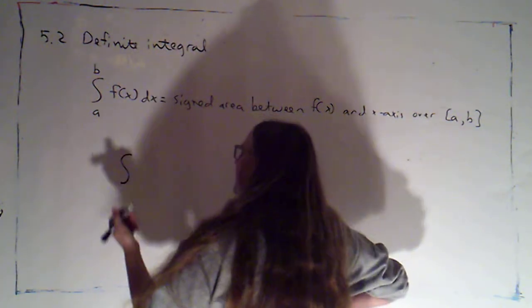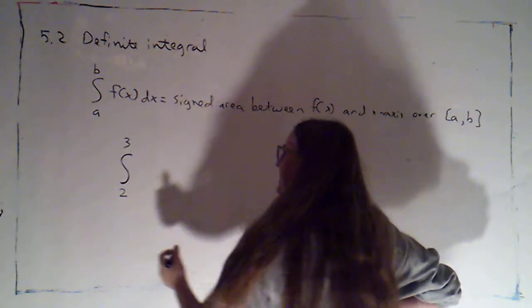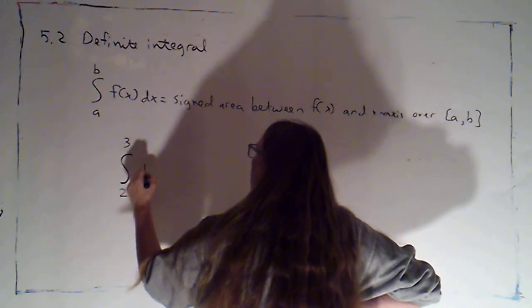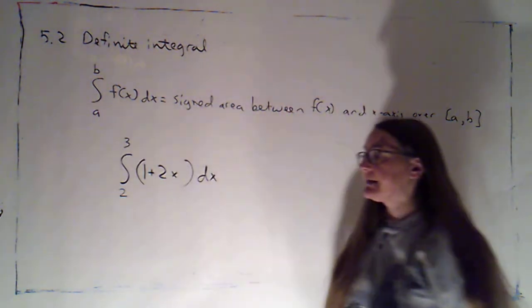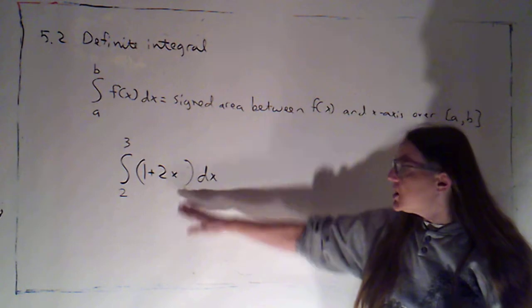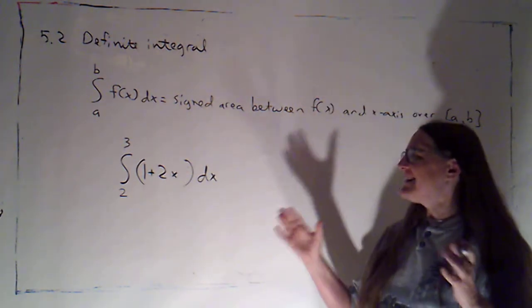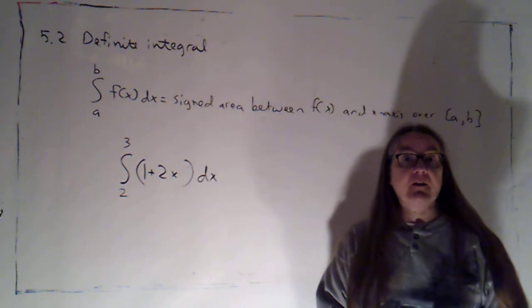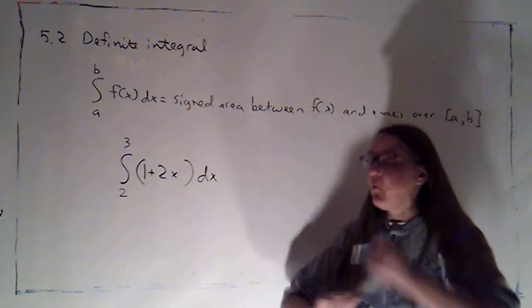Okay, so I want the integral from 2 to 3 of 1 plus 2x dx. So pause the video, draw me the region that that represents, and then calculate that signed area. Come back and we'll work through it together so you can check your work. Welcome back.